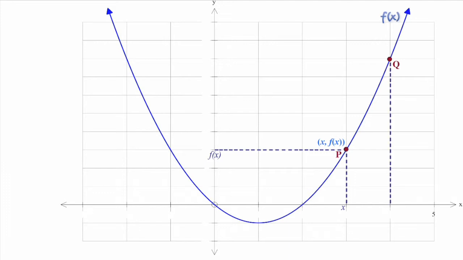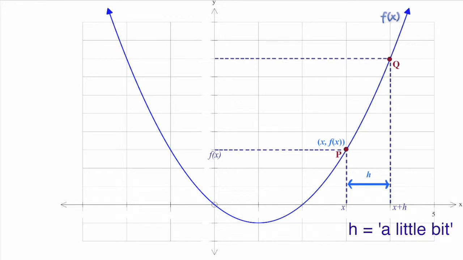Now, Q has an x-coordinate of x plus h, where h is the horizontal distance between the x-coordinates of P and Q. And of course, the value of h can get smaller as the coordinates get closer together, or larger as the coordinates move further apart. For the most accurate results, we want h to be equal to a little bit.